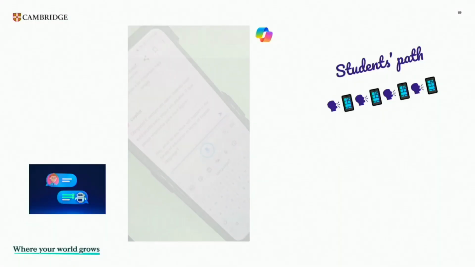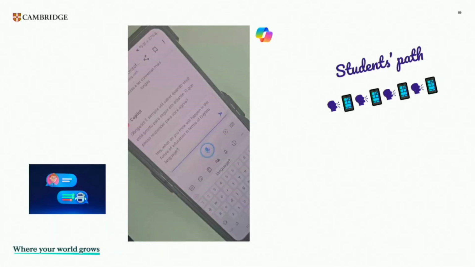Let's see another activity here. This is a very quick one using Copilot. The first time we did that.